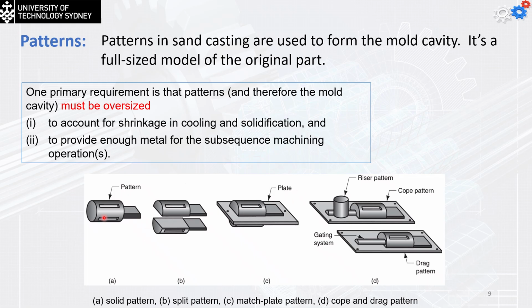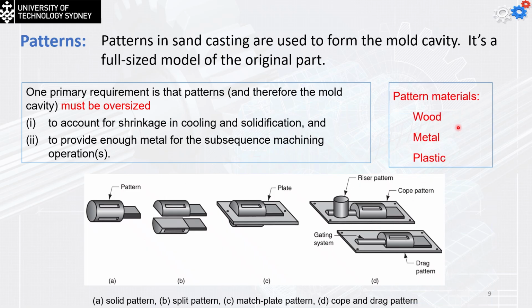So you can see that the pattern can be a solid pattern. It can be a split pattern with two halves. It can be a match plate pattern. We can have the cope and drag pattern, so you don't have to use the same block in two boxes. You can make the cavity of the drag and the cope individually, then close them together, and this can be used for high production processes.